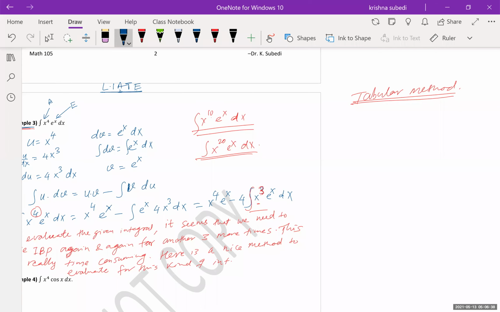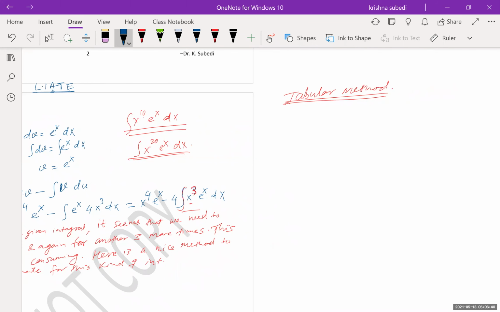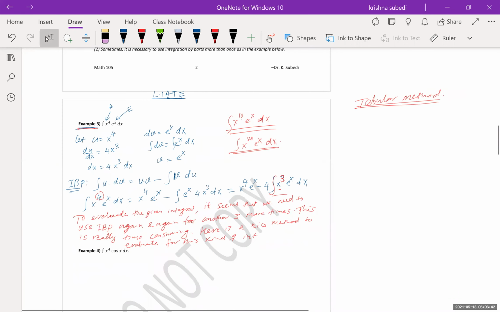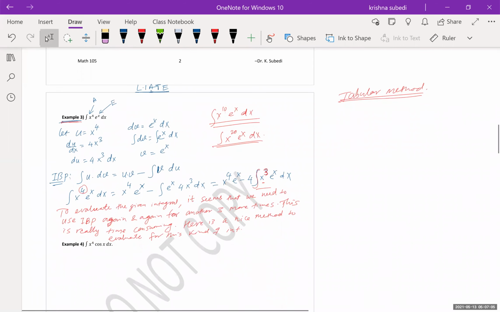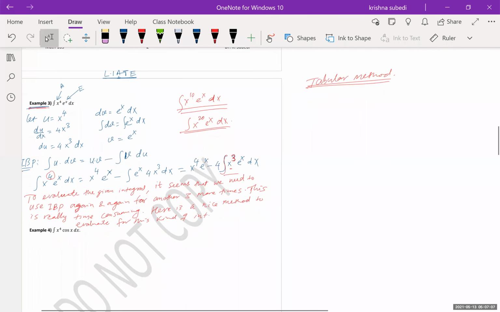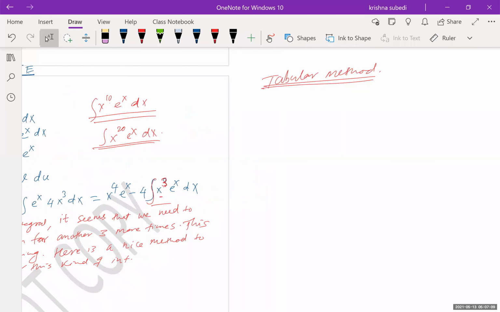So in the tabular method, what we do is, okay guys, one thing, if you want to use the IBP for 3 more times and find the answer, I'm okay with that. I don't have any problem. The only thing is it takes a lot of time. I don't want you to spend so much time for this little one problem. So therefore we are trying to come up with a better method which will save our time, which is more efficient. Okay, that's the goal here.